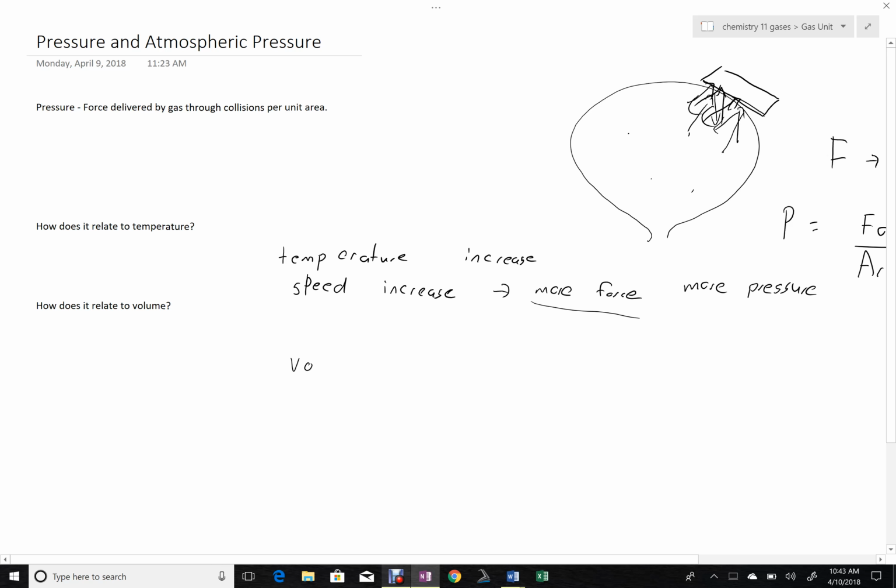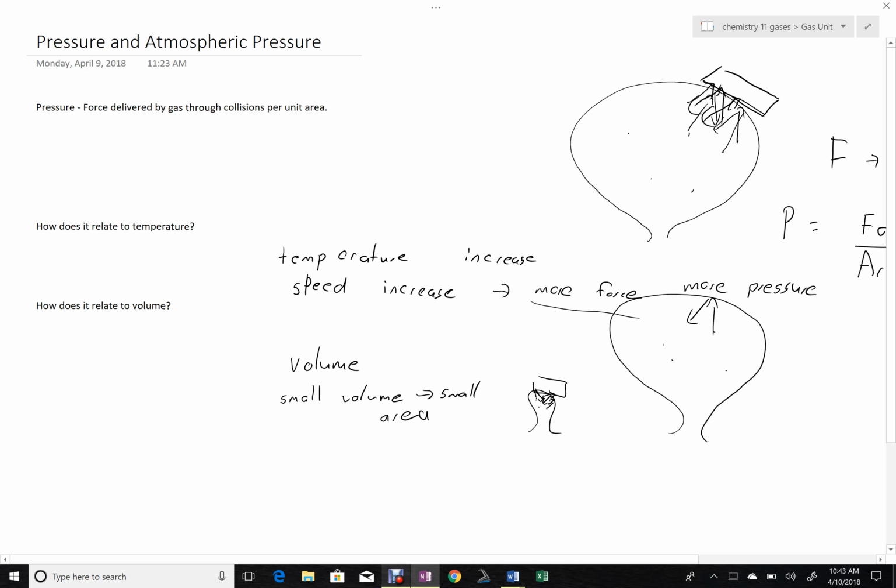Alternatively, with volume, let's imagine again two balloons here. Here's a little balloon, here's a great big balloon. Let's say they had the same number of gas molecules in them. When these particles hit the side of the balloon, they have a very small area to hit over here. So small volume means small area. Alternatively, in this large balloon, when they hit the sides, they have to cover a very large area.